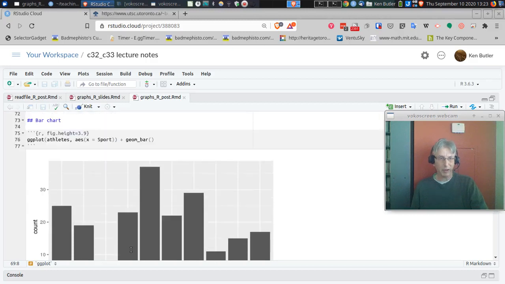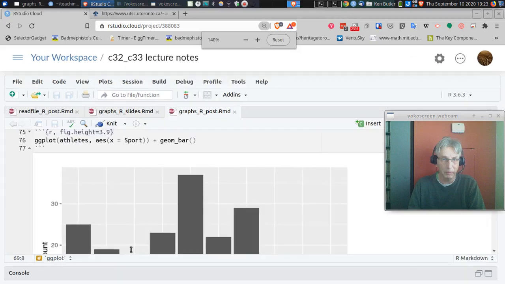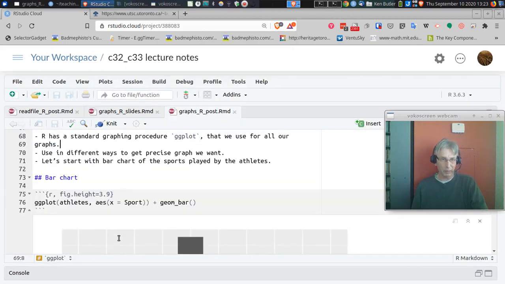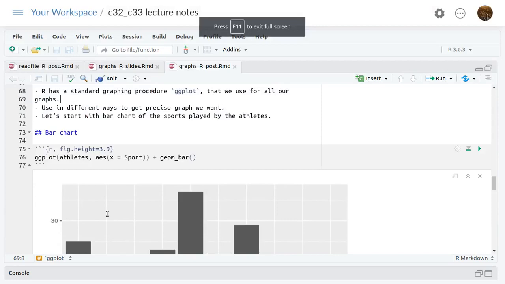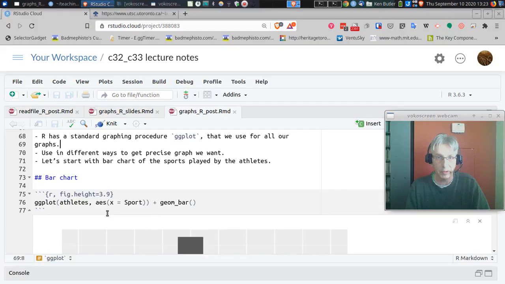Now we need to go back and look at the code, and because the code is now too small, we're going to blow it up a bit. 140%, there we go, that will be good. If I blow this up to the full screen, I then lose me, so I'm going to get rid of that. Alright, start with ggplot.